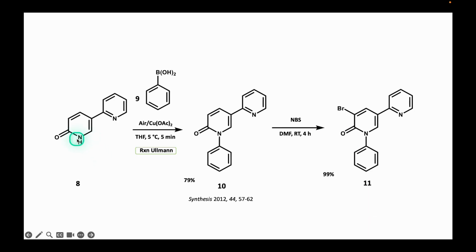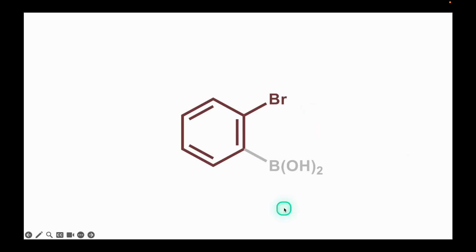N-arylation of pyridone 8 through the Ullmann reaction utilizing phenylboronic acid 9 and catalyzed by copper salts produces the desired N-phenylpyridone 10. The bromination of compound 10 with N-bromosuccinimide is used to generate bromopyridone 11.